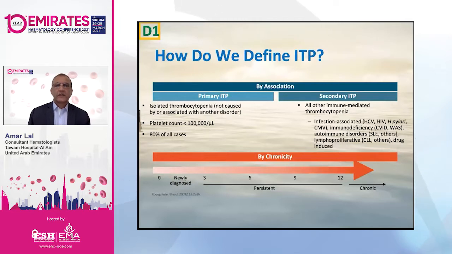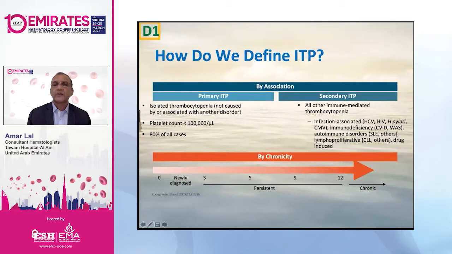D1, define. How do you define ITP? ITP is defined either by association or by chronicity. By association, if there is no association, we call it a primary ITP. No association of the disease. Platelet count is less than 100,000, and in more than 80% we see this type of ITP.